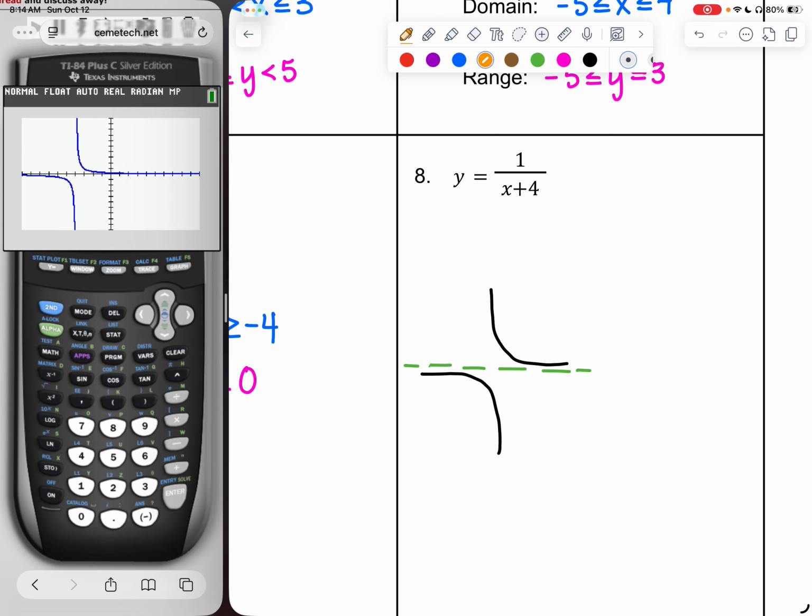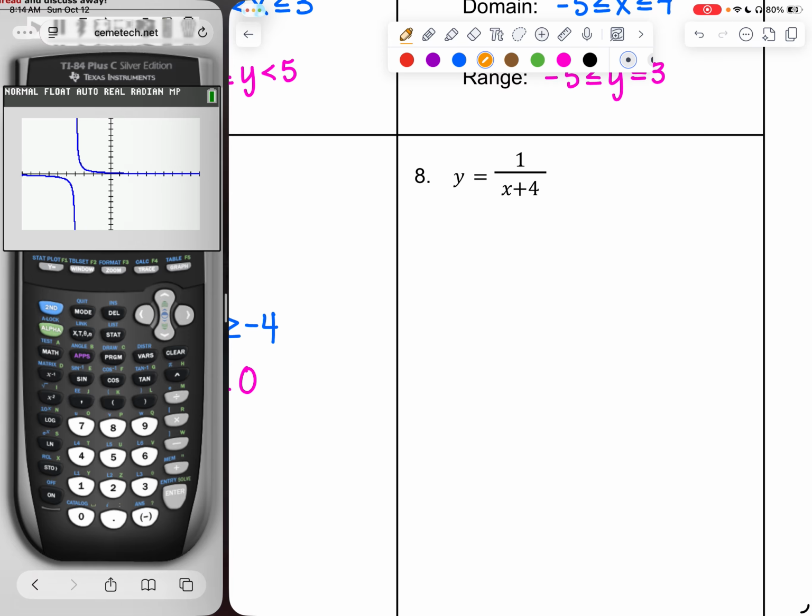This green break is called a horizontal asymptote. This orange break is what we call our vertical asymptote. So that's basically saying that there's a hole in this graph. So y cannot be equal to whatever number that green line passes through, and x cannot be equal to the number that the orange line passes through. Okay, so we have to use the calculator to find those values.